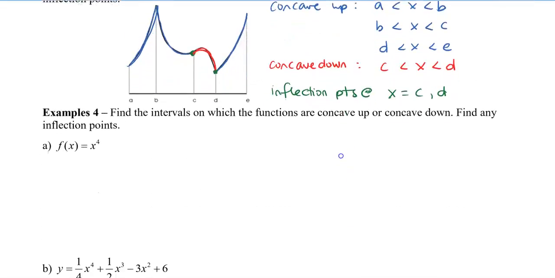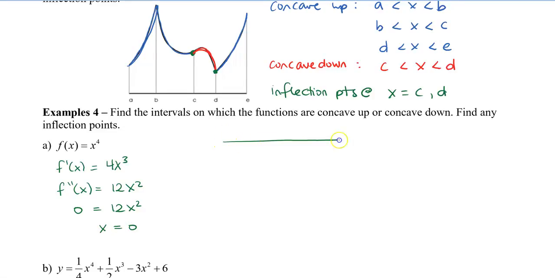All right, let's do one algebraically. So we first find our first derivative, which is 4x cubed. And then now we need to find the second derivative. So it's going to be 12x squared. Set this equal to 0 to find our critical points. So here x is equal to 0. So draw my sign chart, place 0.